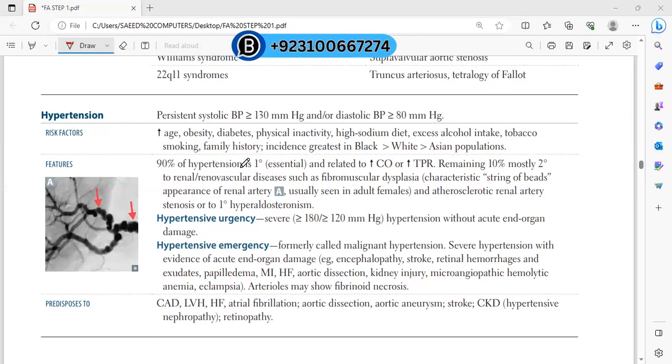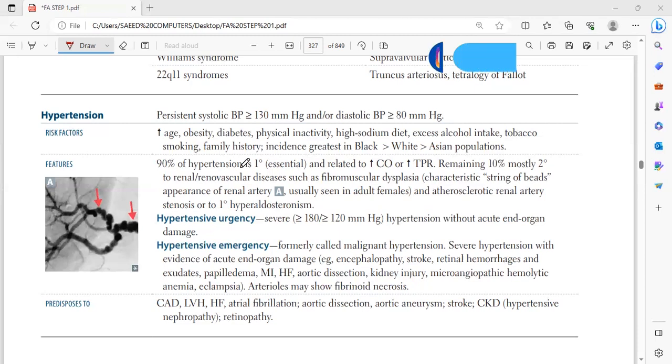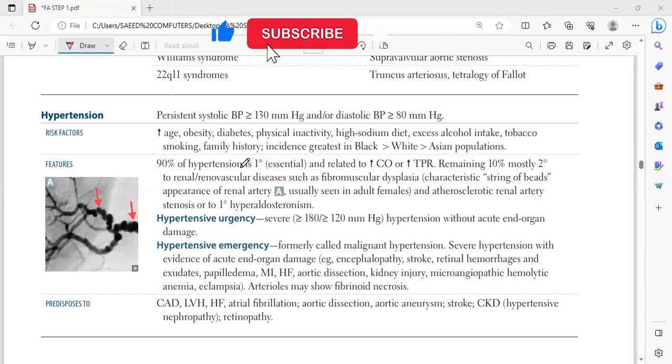Then features: 90% of hypertension is essential, it is idiopathic, not due to any other cause. It can be due to increased cardiac output or increased TPR. The remaining 10% is due to renal vascular disease such as fibromuscular dysplasia, atherosclerotic renal artery stenosis, or primary hyperaldosteronism. Guys, there are multiple causes, more than 10.